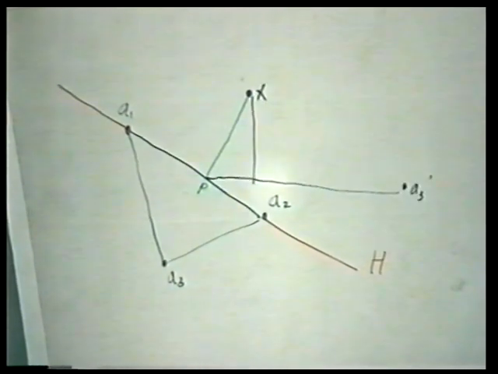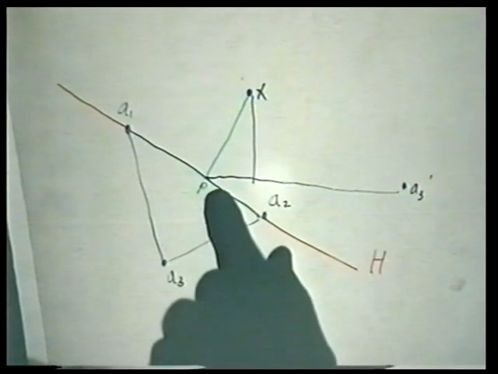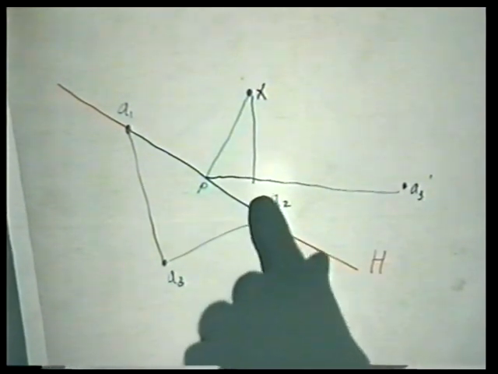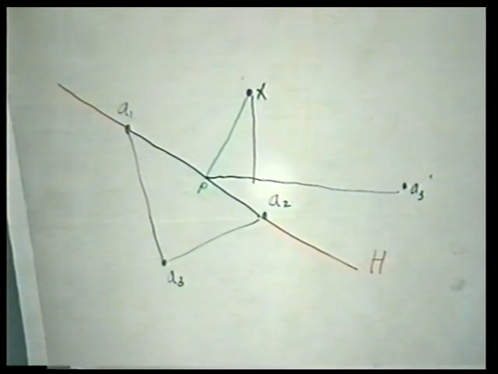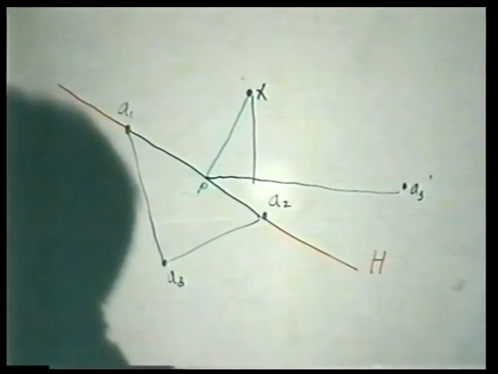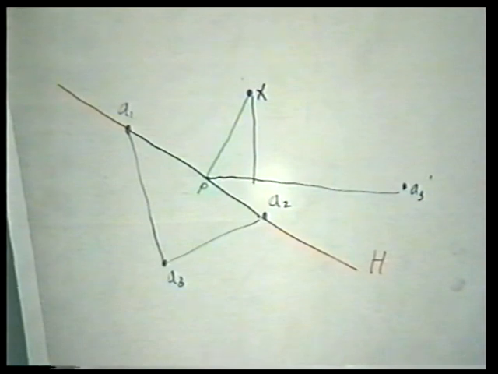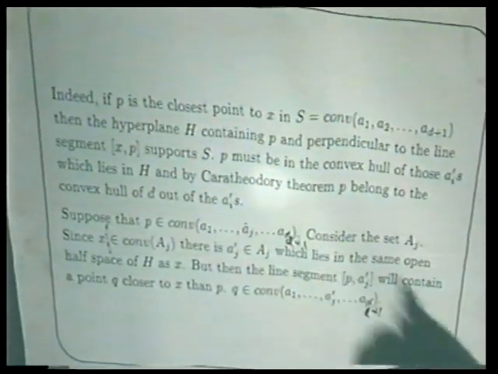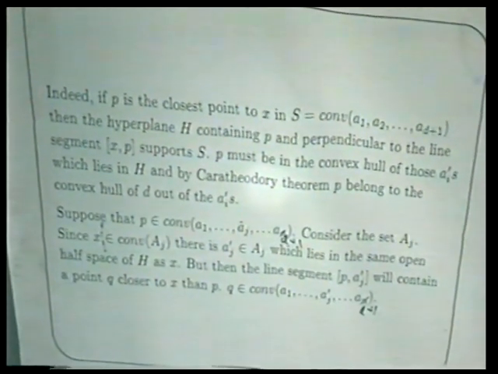So we look at the line segment which contains P and A3 bar. We have here a smaller distance, and this line segment belongs to the convex hull of all the points A1 up to AD+1 and Aj prime. So this should be D+1, and this is D+1. Okay, so this concludes the proof of Bárány's theorem. And now, is it clear?